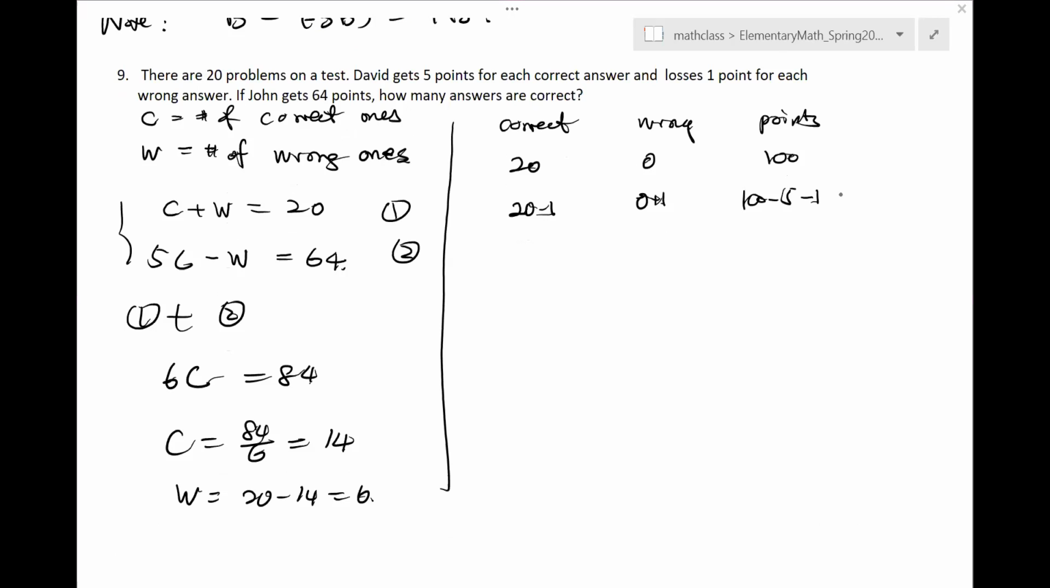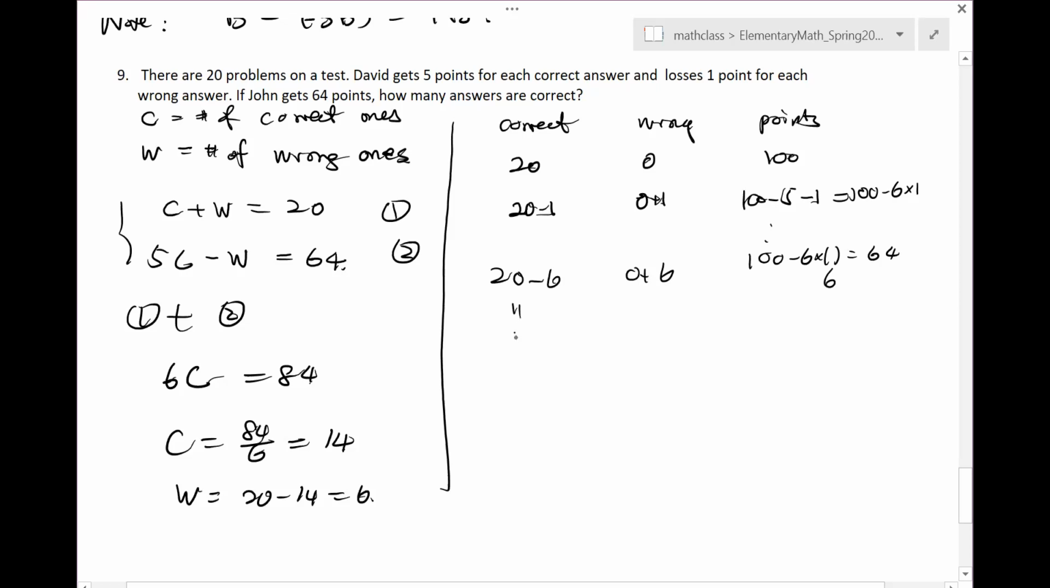So that would be 100 minus 6 times some number, and eventually you get 64, right? 100 minus 6 times some number equals 64. So you figure out that number, okay? That number is 100 minus 64, divided by 6, so it should be 6, okay? So 20 minus 6, that will be the answer. Okay, 20 minus 6 is going to be 14. So there are 14 correct ones.